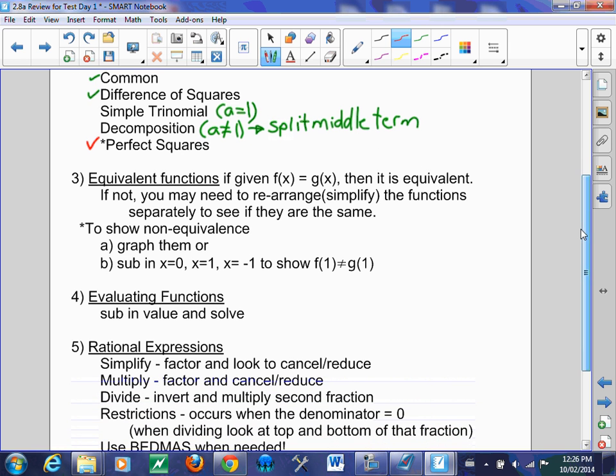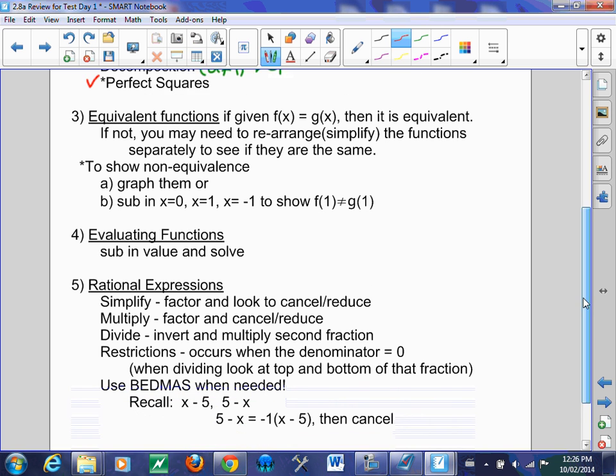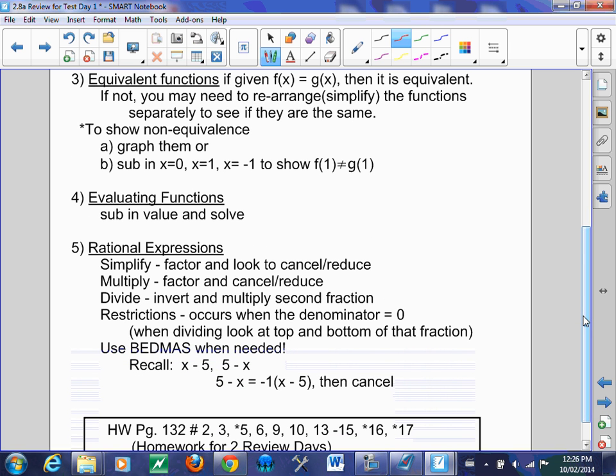Awesome. Now we talked about equivalent fractions. If they're not, try to rearrange one expression, either simplify it, mainly expanding, in order to get the second. If you want to show non-equivalents, you can try graphing them, and if they're not the same graph, then it won't work, or you can sub in values for non-equivalents. Okay, evaluating functions, you just sub in the value and solve. And we spent most of the unit on rational expressions.